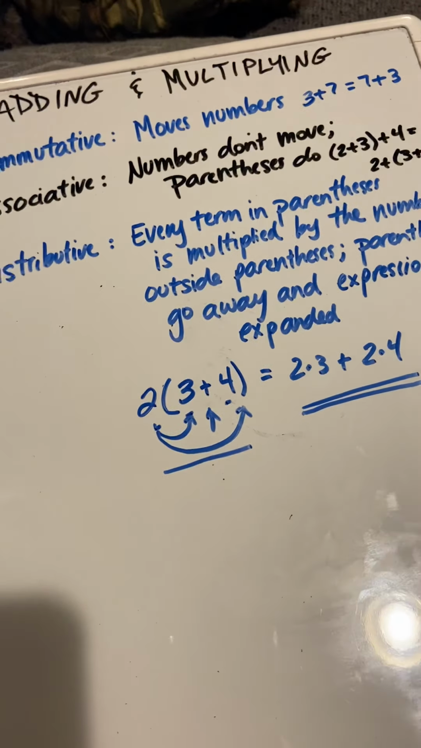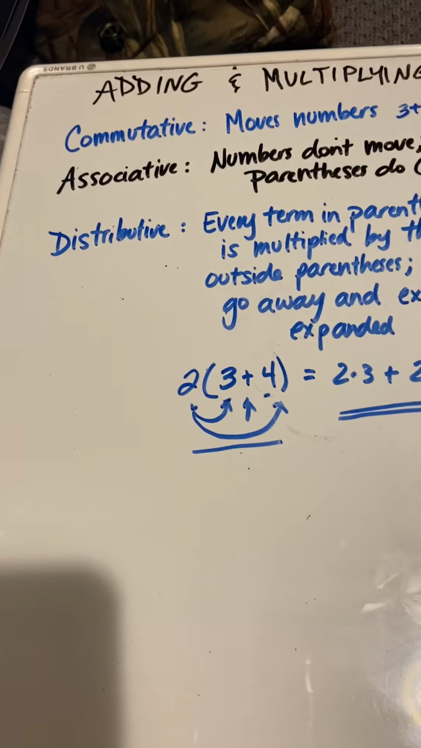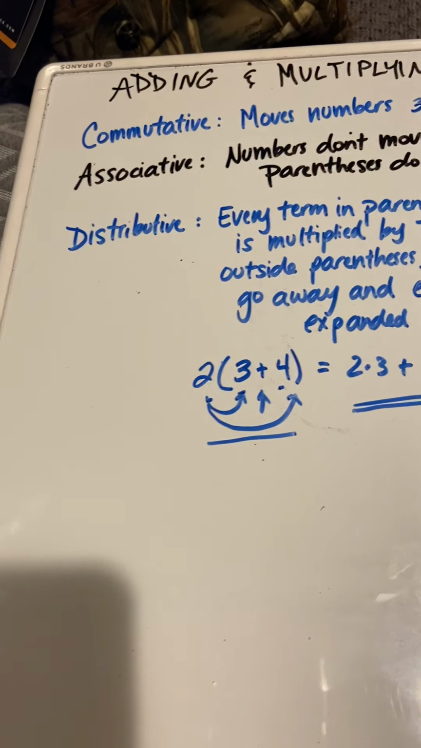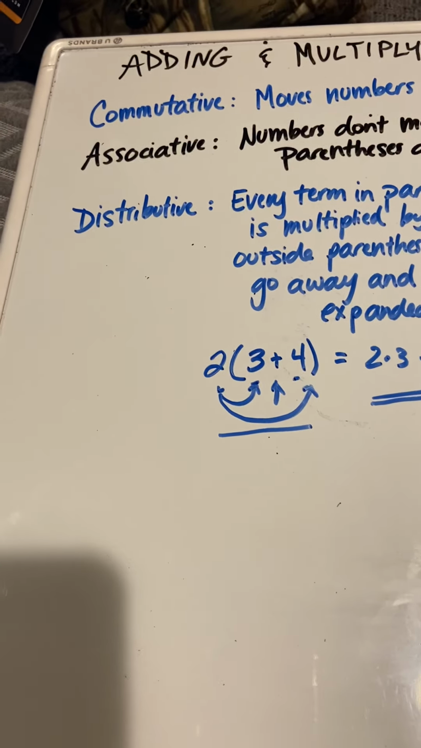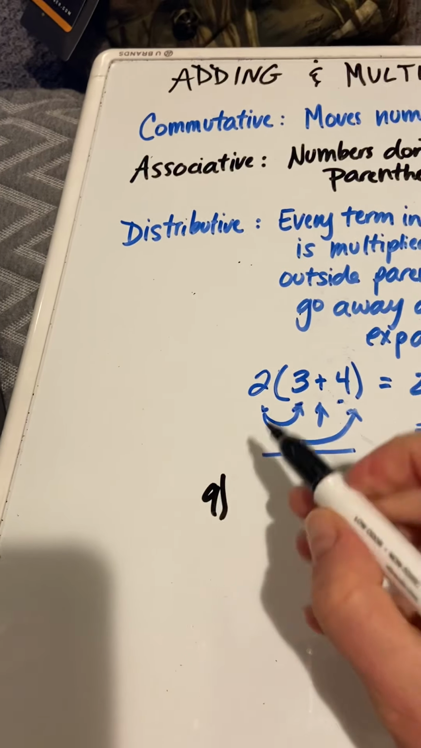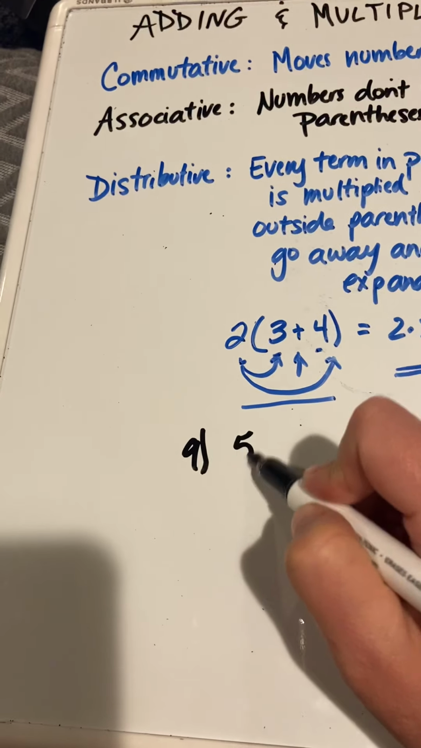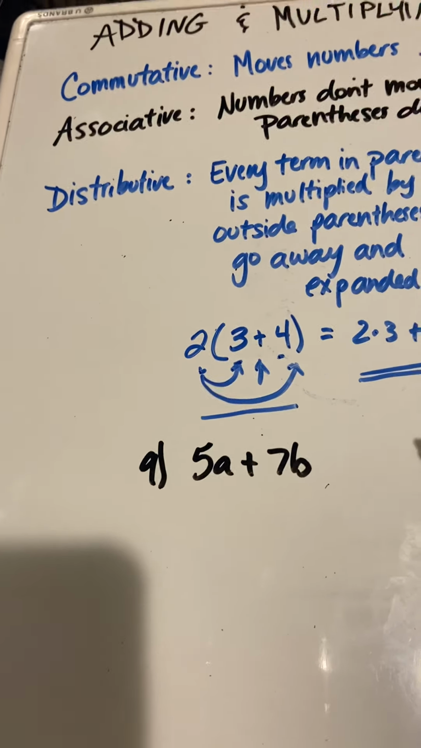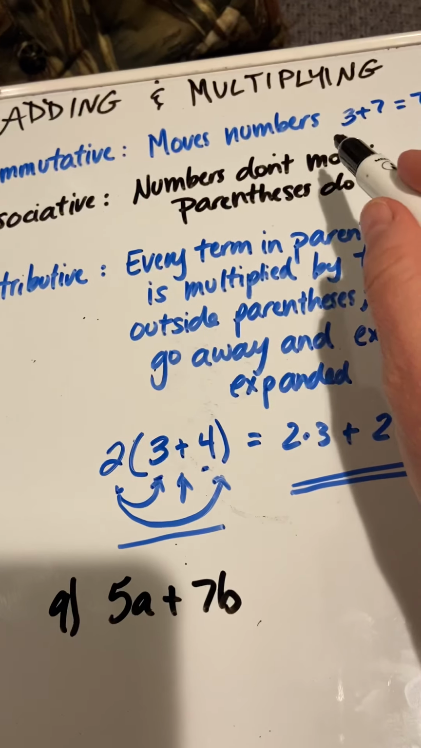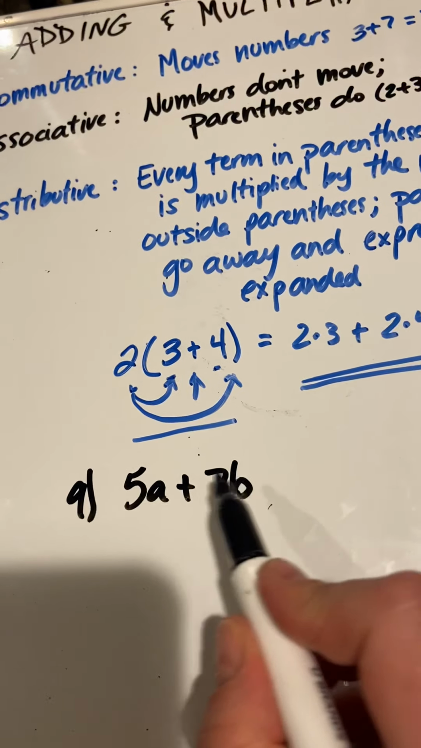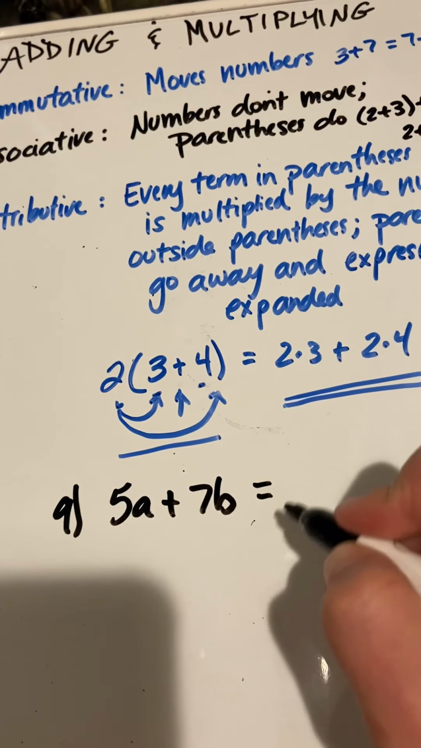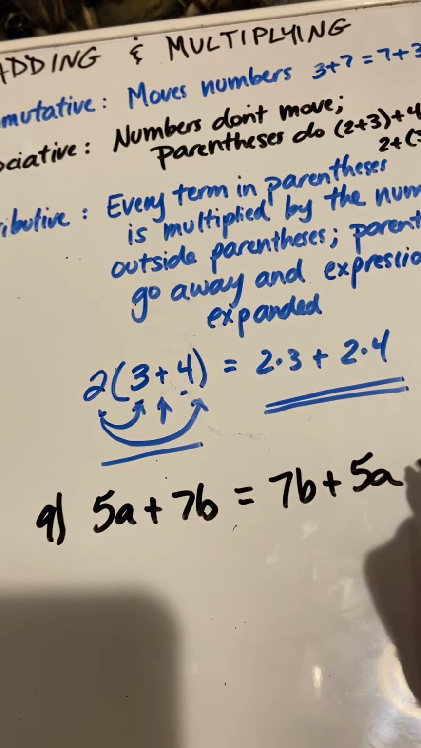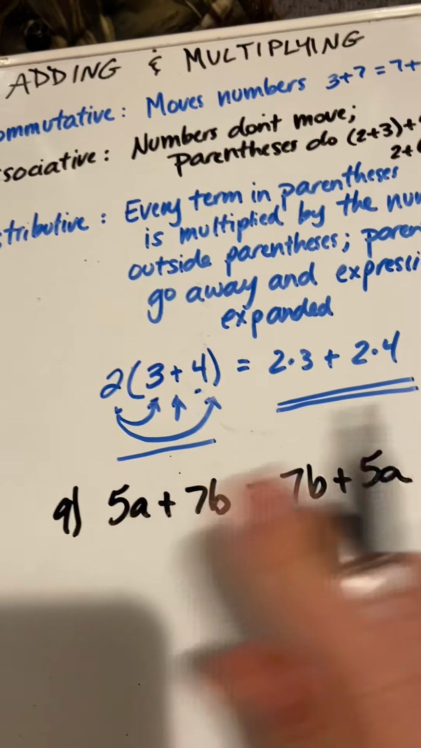So you had two problems like this that talked about these types of things that were incorrect. The first one was number 9. And number 9 gave the expression 5a plus 7b, and it wanted you to use the commutative property. Remember, the commutative property moves the numbers around. It says it doesn't matter what order we add in. And so for this to be the commutative property, we would just swap the order that we're adding, and we would say 7b plus 5a.